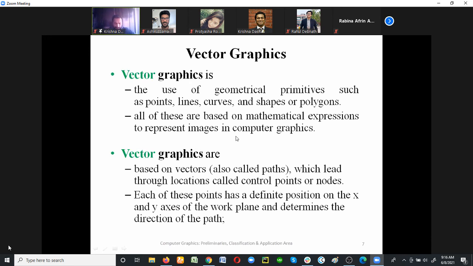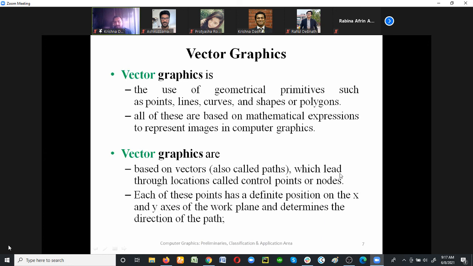Let us move on. Okay, the vector graphics. We have already said that this is about geometrical primitives, like point, line, curve. Why are they called primitives? Because these are the primary elements. As you know, a point can create a line, right? If we take lines we can create maybe a rectangle, right? Or curves and shapes or polygons and so on. All of these are based on mathematical expressions to represent the image in computer graphics.